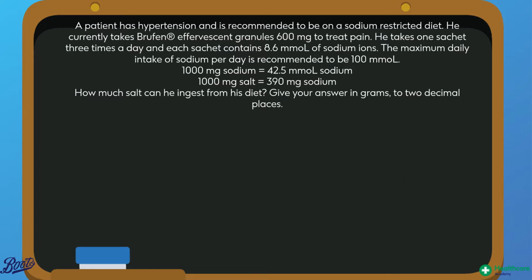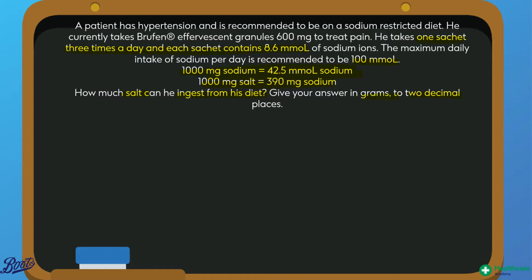So the first thing that we're going to highlight for this particular question is the dose. He takes 3 sachets a day, so that's 1 sachet 3 times a day, and each sachet contains 8.6 millimoles of sodium ions. We are also going to highlight the maximum daily intake of sodium, which is 100 millimoles, as well as the equivalence equations of sodium and salt. The question has asked us how much salt he can ingest from his diet, and the answer needs to be given in grams to 2 decimal places.